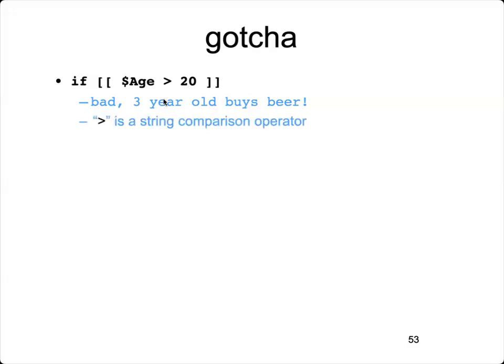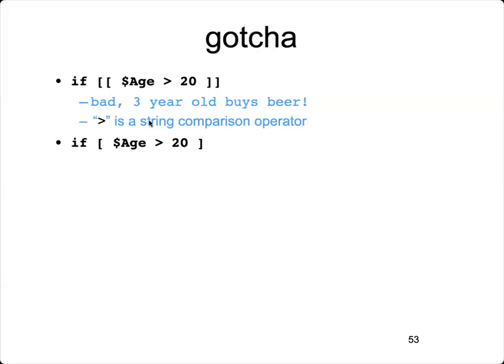All right, so let's go through some gotchas. What's wrong with this? The problem is 3-year-olds buy beer. The reason is because this square bracket is a string comparison. So 3 is greater than 2, so the 3-year-old buys beer. And the greater than is a string comparison operator.